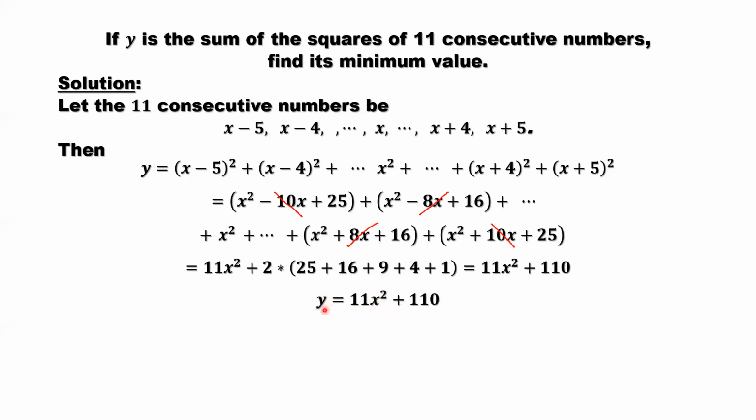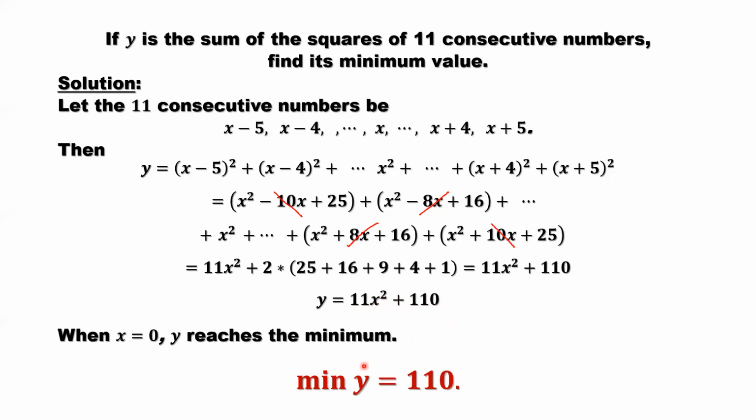So this y reaches the minimum when x equals 0. X equals 0, y equals what? 11 times 0 plus 110 equals 110. So the minimum value of y equals 110.